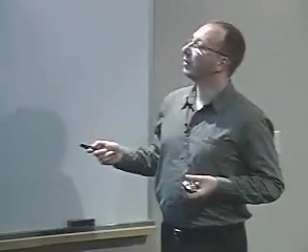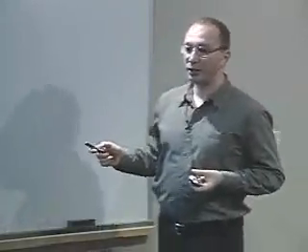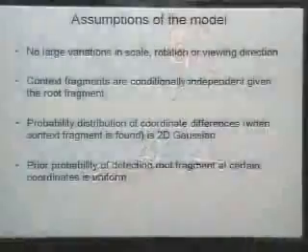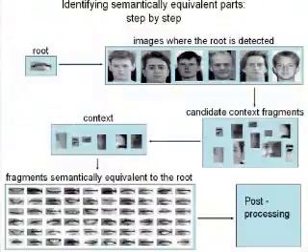The assumptions are: first, no large variation in scale, rotation or viewing direction. Second, context fragments are conditionally independent given the root fragment. Third, the probability distribution of coordinate differences between a root fragment and the context fragments is two-dimensional Gaussian. And the prior probability of detecting the root fragment in the absence of the context fragments is uniform. That's it. Now, the workflow.